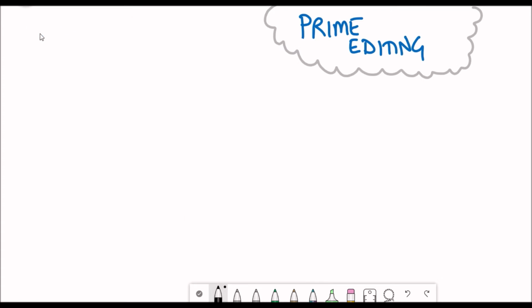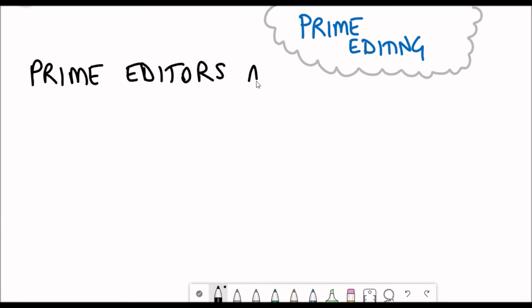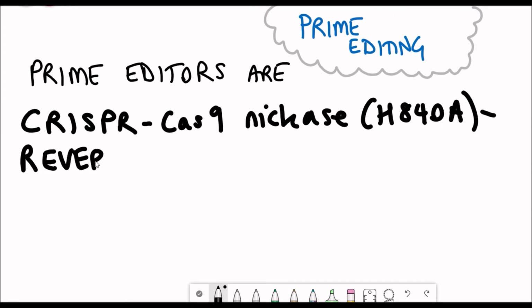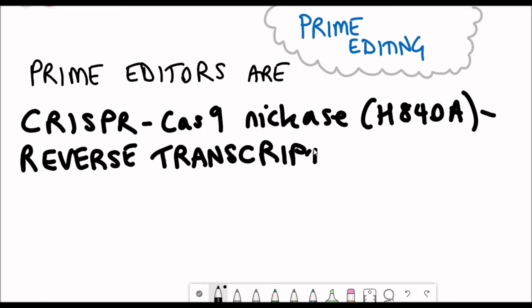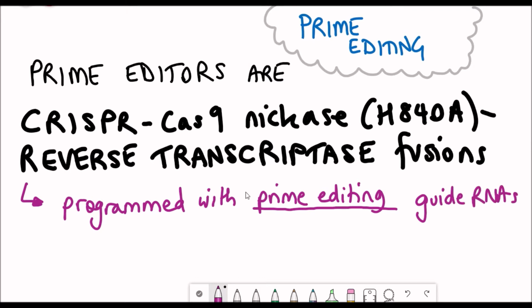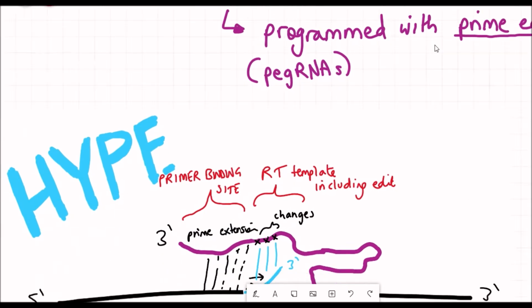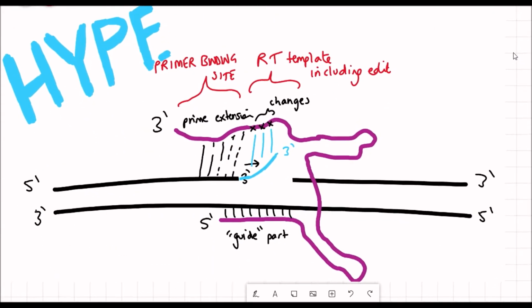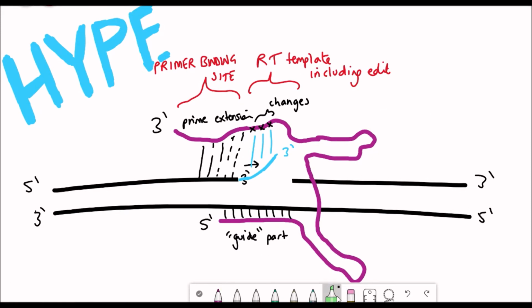Whilst I do have quite an elaborate and entertaining video about prime editing, I will just reintroduce the concept behind it here. Prime editors are CRISPR-Cas9 nickases that are fused to a reverse transcriptase. Cas9 normally cuts both strands of DNA, whilst the Cas9 nickase will only cut one strand. This is the protein part, and it's programmed with prime editing guide RNAs, otherwise known as pegRNAs, and these recruit the Cas9 protein to the target sites where you want to have the genome edit.